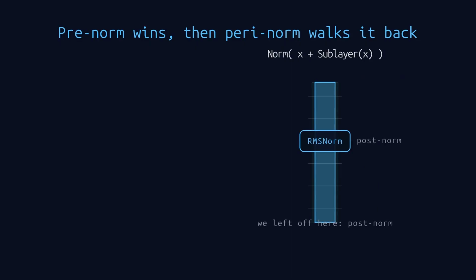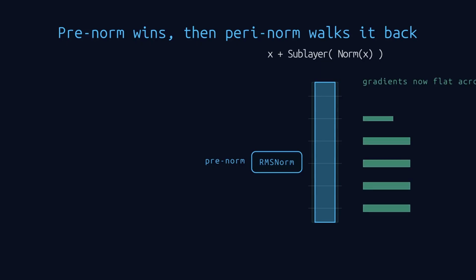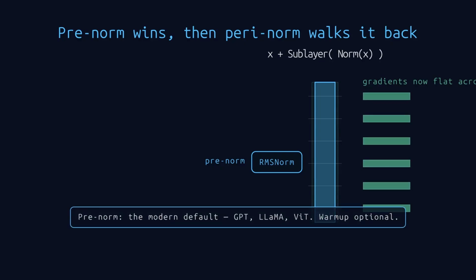The fix is simple. Move the norm. Instead of normalizing after the add, normalize the input on the way into the sublayer and leave the residual path itself untouched. This is pre-norm. Now the gradients are well behaved at initialization across the whole depth, warm-up becomes optional, and very deep stacks just train. This became the default: GPT, Llama, the vision transformers, almost everyone.